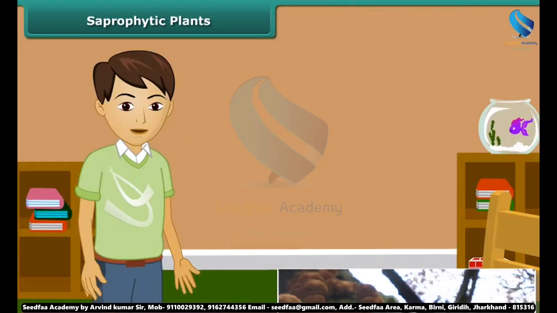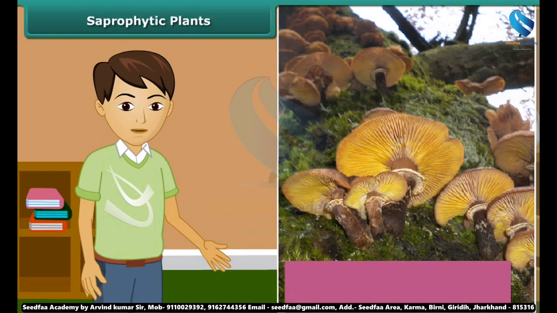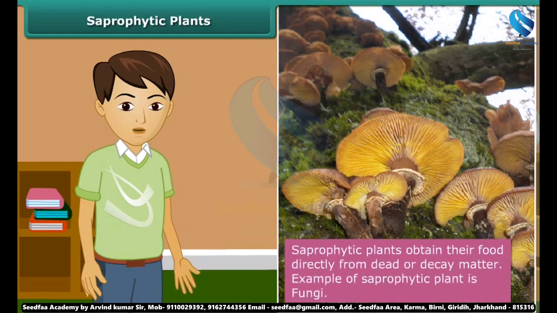To get their nutrients from dead and decaying matter, they secrete digestive juice and convert it into a solution. This mode of nutrition, in which organisms take in nutrients in solution from dead and decaying matter, is called saprotrophic nutrition. And organisms which use this kind of mode of nutrition are called saprotrophs. Thus, we can say that fungi are saprotrophs.